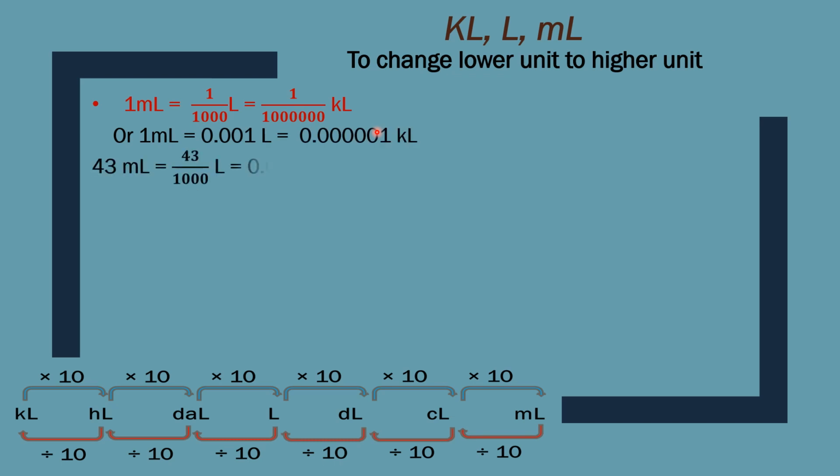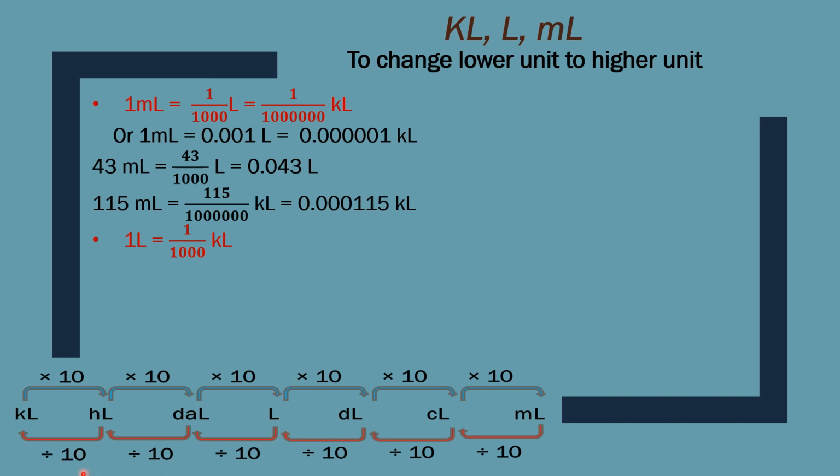Just do one question. It is 43 milliliter equals 43 by 1000 liter, which is equal to 0.043 liter. And let us do one more. 115 milliliter into kiloliter. What you will do? 115 divided by 10 lakh, and it is 0.000115 kiloliter.